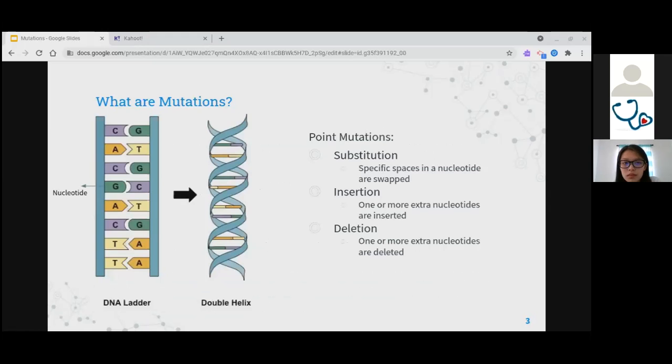So here are the three types of mutations, point mutations in specific. Substitution, which is when specific spaces in a nucleotide are swapped. Insertion, where one or more extra nucleotides are inserted. And deletion, where one or more nucleotides are deleted. And nucleotides are those random letters that you see in the DNA ladder.